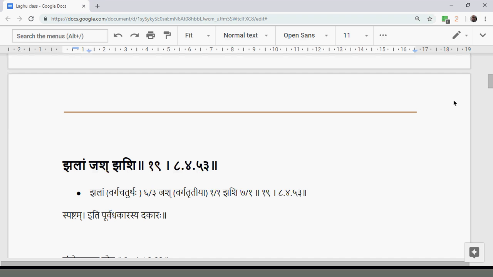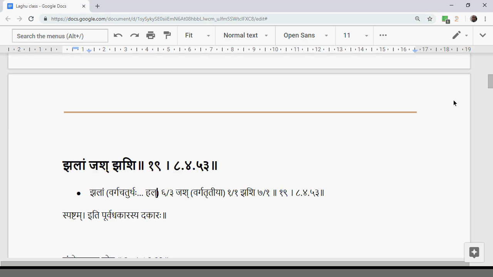So all the fourth of the class onwards, whatever you get till hal. So all the fourth of the class onwards, downwards, and then semi vowels are not included, vowels are not included, fifth of the class is not included. So any consonant starting from the fourth of the class, and it will include sibilants also, shasasar hal.